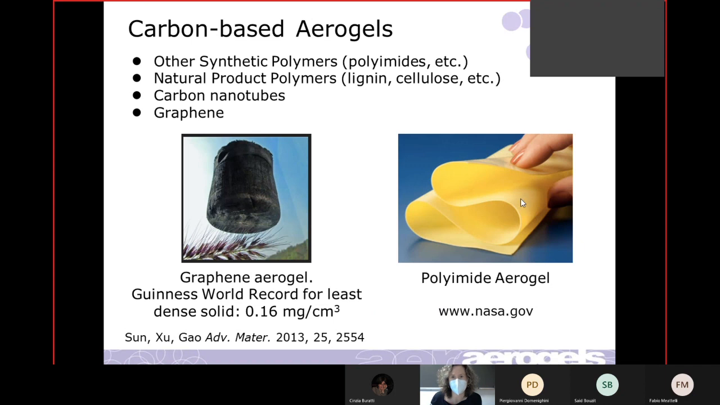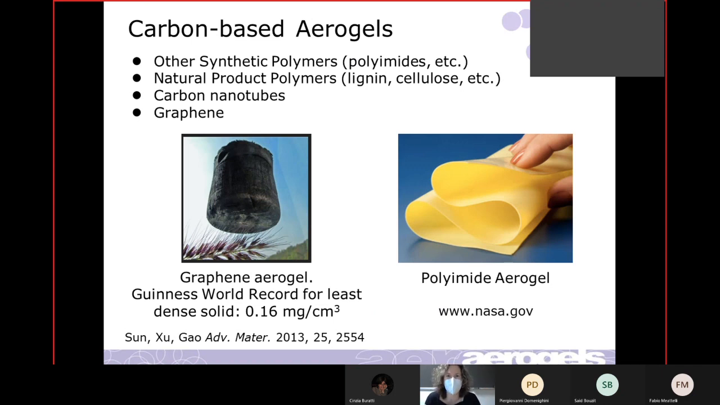You can use synthetic polymers like polyimides, but you can also use other natural product polymers. And some of these involve things like lignin and cellulose. And I realize that we're in a building where people are doing a fair amount of work with biomass. And so you can make some interesting aerogel materials using those. You can also use carbon nanotubes or graphene.